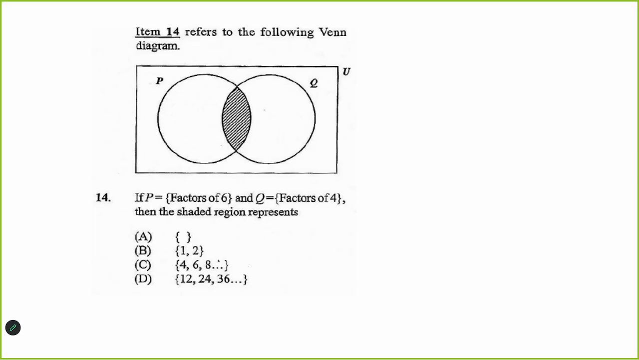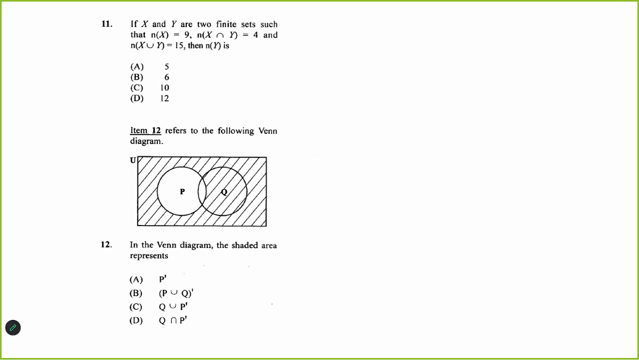This one here, factors of 4 and factors of 6. What they both have in common would be factors of 12, which is 12, 24, 36, 48, and so forth, right? Now we're going to do January 2017.